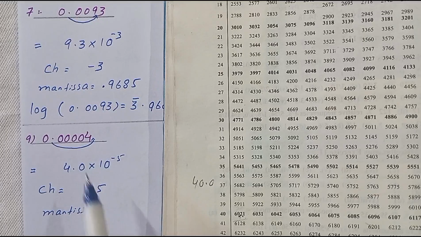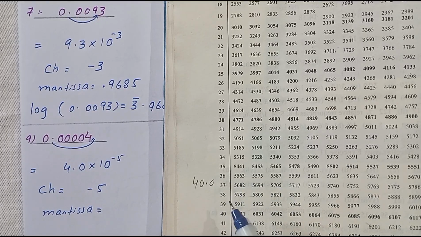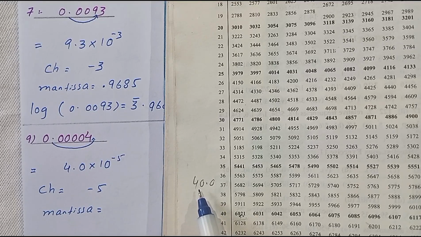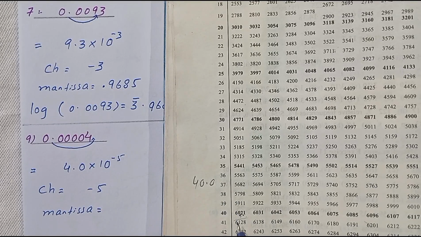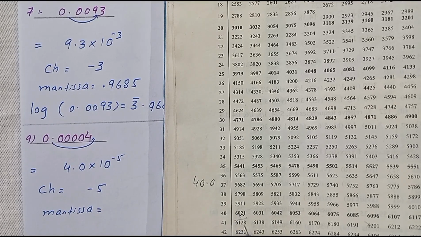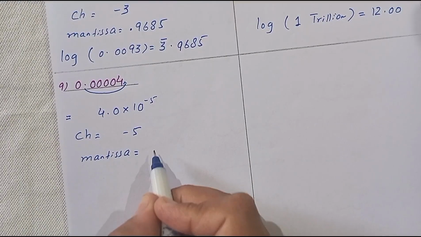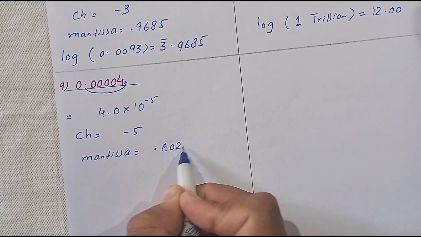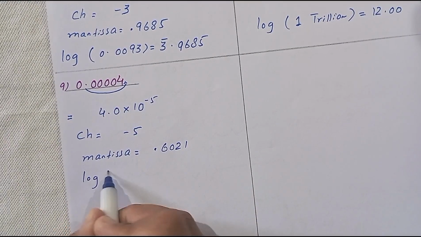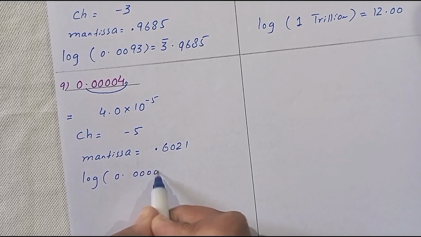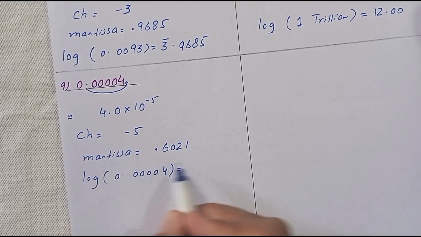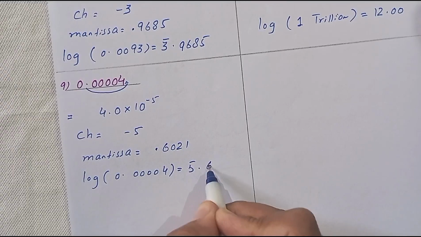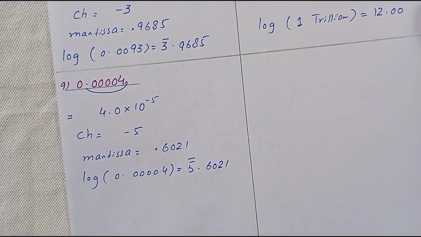So as you know that there are double values in the log table, so we assume there are two zeros after 4, so we have to look at 40 into 0. So 40 into 0 is 6021, which is the required Mantissa. Mantissa is 6021, and the log of 0.00004 equals, adding characteristic and Mantissa, which is the required answer.